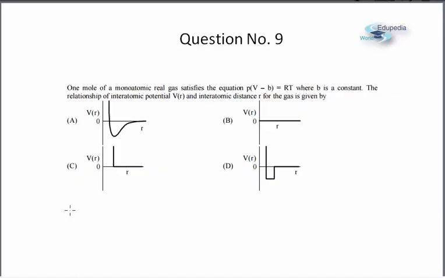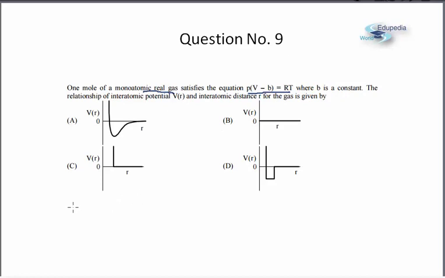Okay students, let us look at question number 9. It says that 1 mole of a monoatomic real gas satisfies the equation P(V minus B) is equal to RT, where B is a constant. Now this equation is derived from the Van der Waals equation.